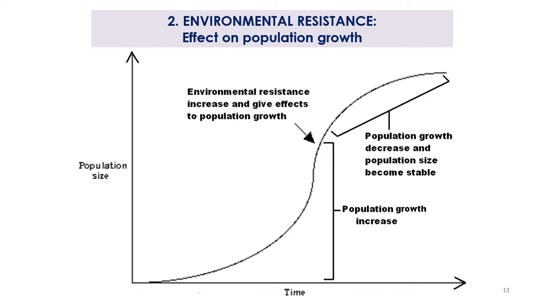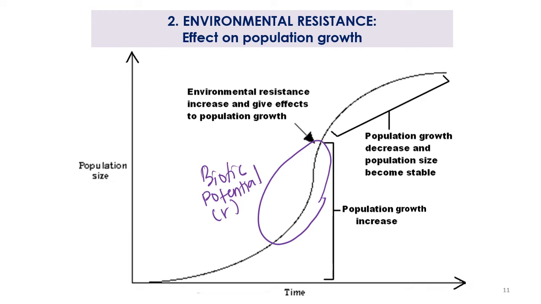So this graph shows two parts. The first part here is the biotic potential, where the population size grows very rapidly, meaning that the population is able to reproduce at maximum rate. As the population grows, then the environmental resistance will be exerted on the population. This will cause the population to stop growing. Sebab dia orang punya resources limited, the space is limited, so they need to stop reproducing.